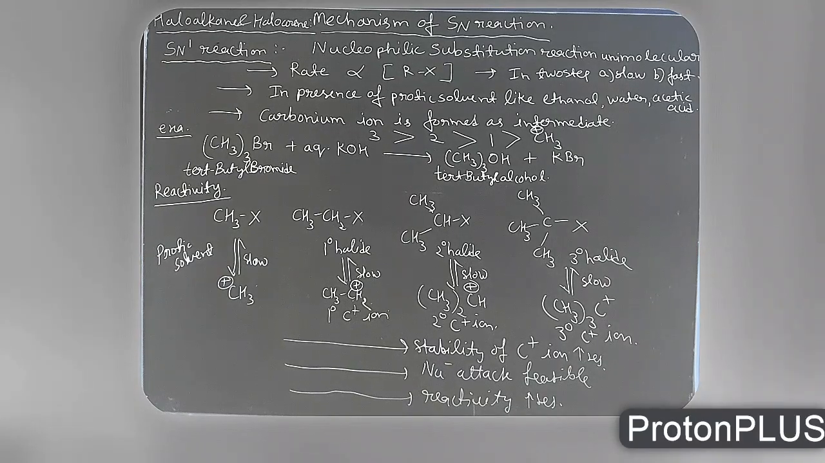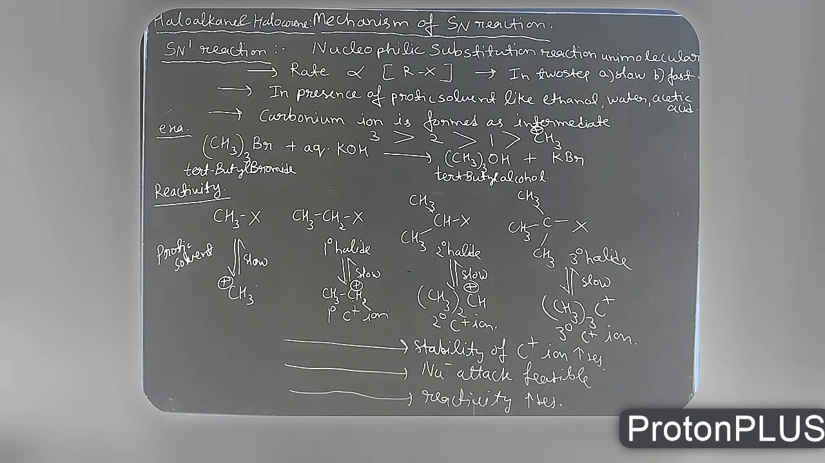Now we will learn the reactivity of 1 degree, 2 degree, 3 degree halides towards SN1 reaction. First we will take methyl halide. In presence of protic solvent, in the slow step it will generate methyl carbonium ion as intermediate. Next is ethyl halide. It is a 1 degree halide, as the halogenated carbon atom is directly bonded to only one carbon. In presence of protic solvent, in the slow step it will generate ethyl carbonium ion, that is 1 degree carbonium ion.